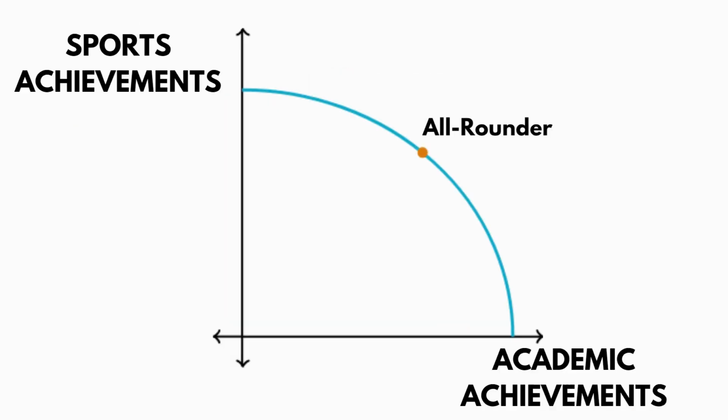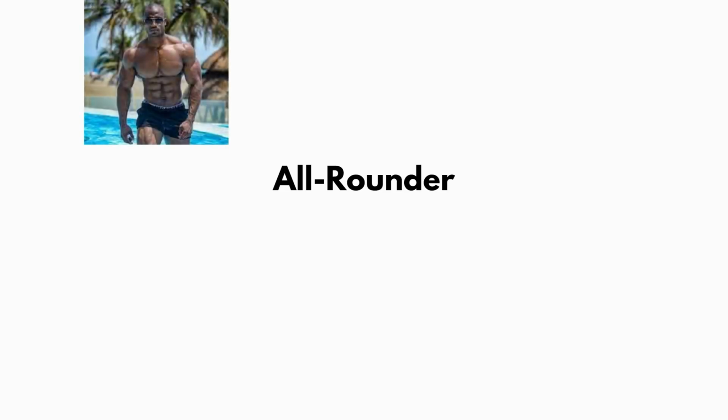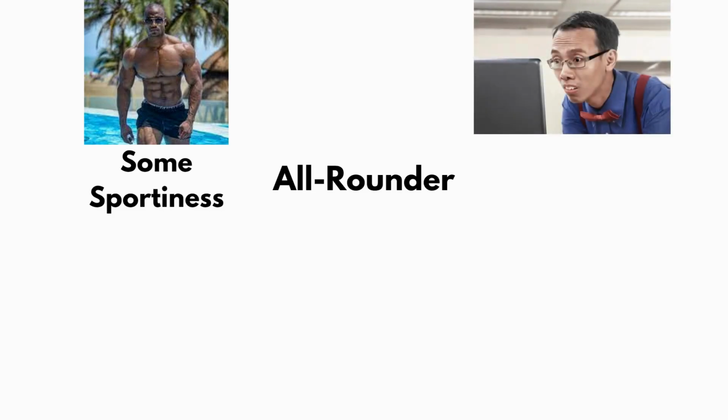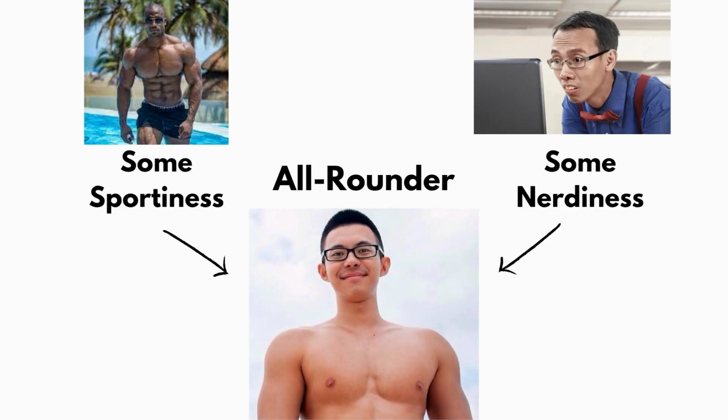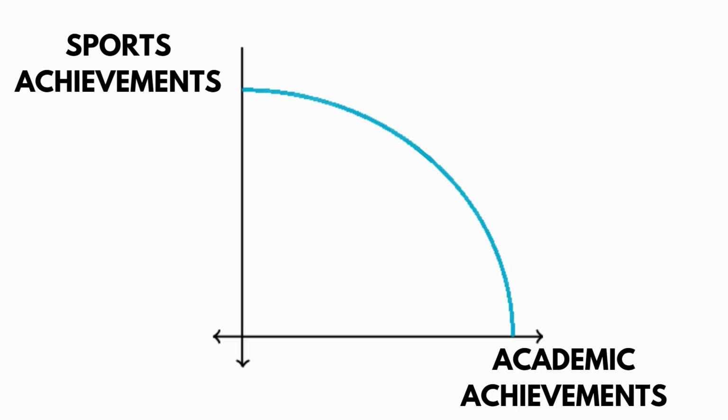Now, if you're somewhere in the middle, you'd have some level of sporting ability, but wouldn't be the sportiest, and also have some level of good grades, but wouldn't be the absolute smartest. However, you'd still have a good level of overall accomplishment by combining both. Now, what happens when we're inside the curve? Well, you'd be underachieving respective to your full potential.